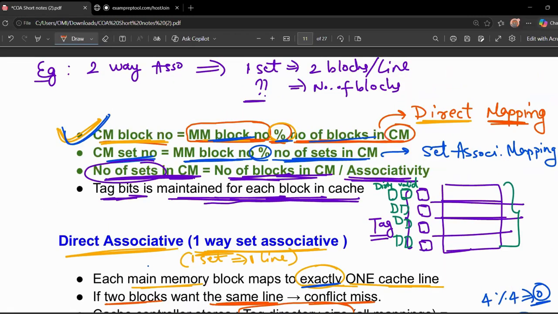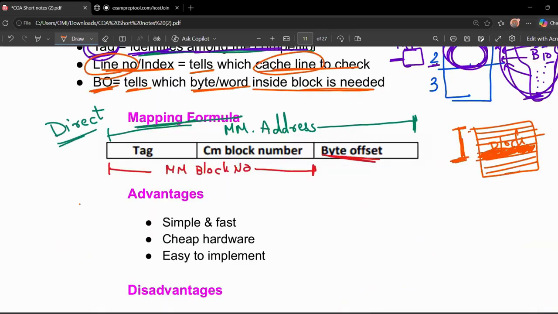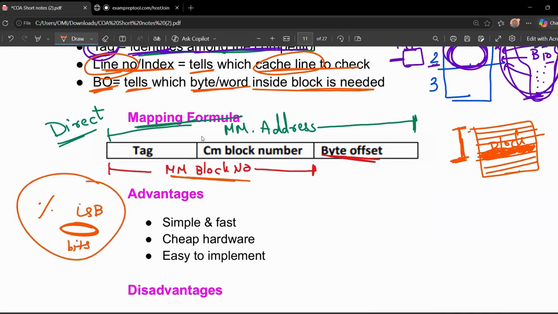I have already told you what to do. For the total number of blocks in the cache memory, you have to take the mod. You know that modulo gives the LSB bits. So if you do modulo, it divides into two parts: the tag and the cache memory block number. Yes or no?